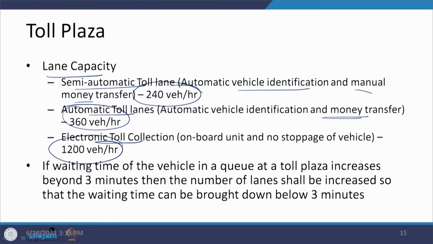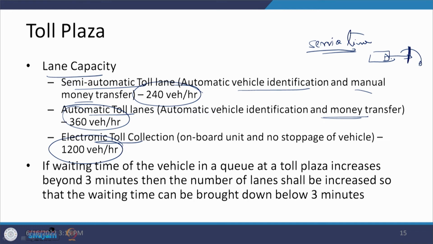Now, when we say that this is the capacity, how is it decided? It is decided on the basis of the service time. A vehicle arrives at a toll location, there is a barrier. The toll is collected, the barrier goes up and the vehicle moves. How much time does it take? That is the way it is decided.